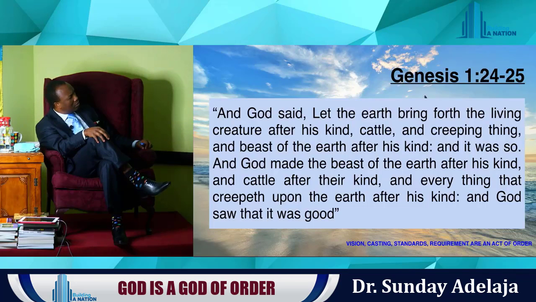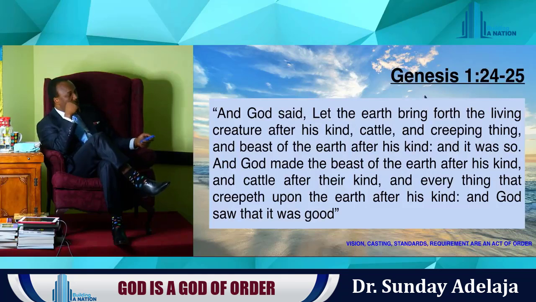Genesis 1:24-25. And God said, let the earth bring forth the living creature after his kind, cattle and creeping thing, and beasts of the earth after his kind. And it was so. And God made the beasts of the earth after his kind, and cattle after their kind, and everything that creepeth upon the earth after his kind. And God saw that it was good.